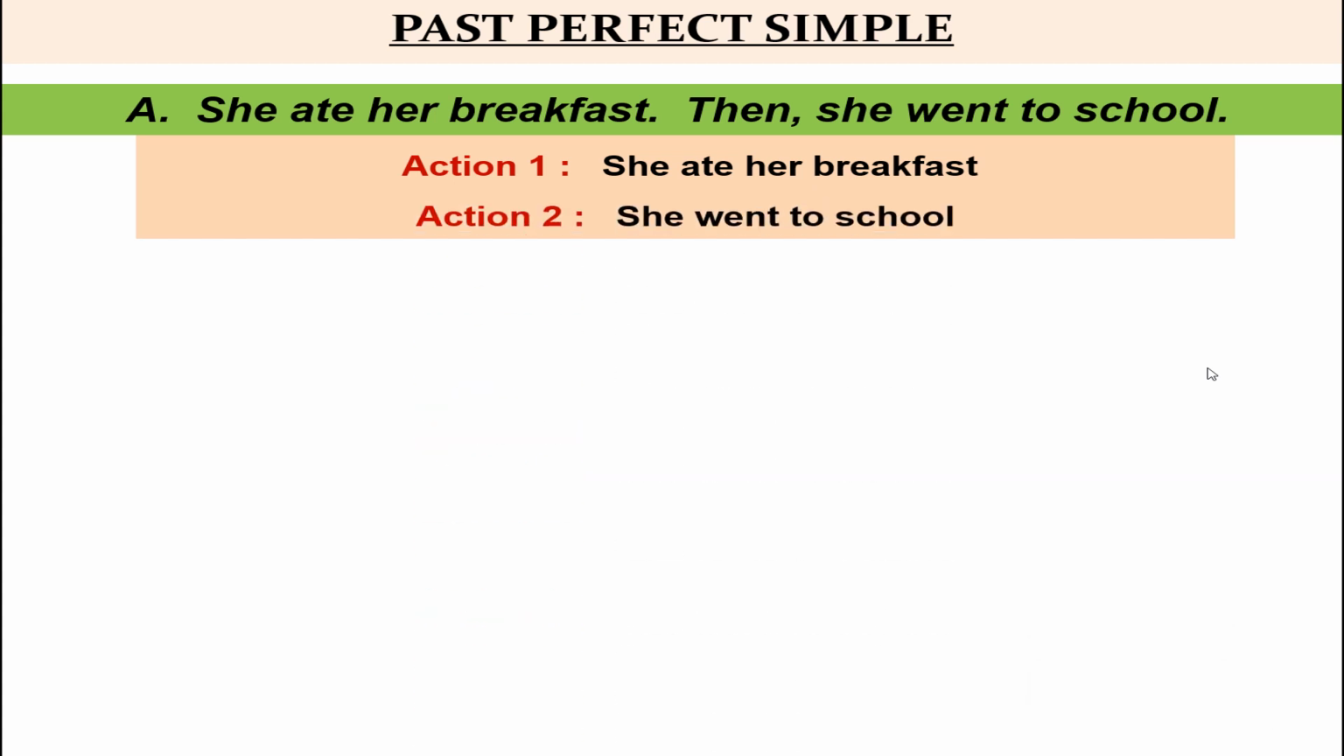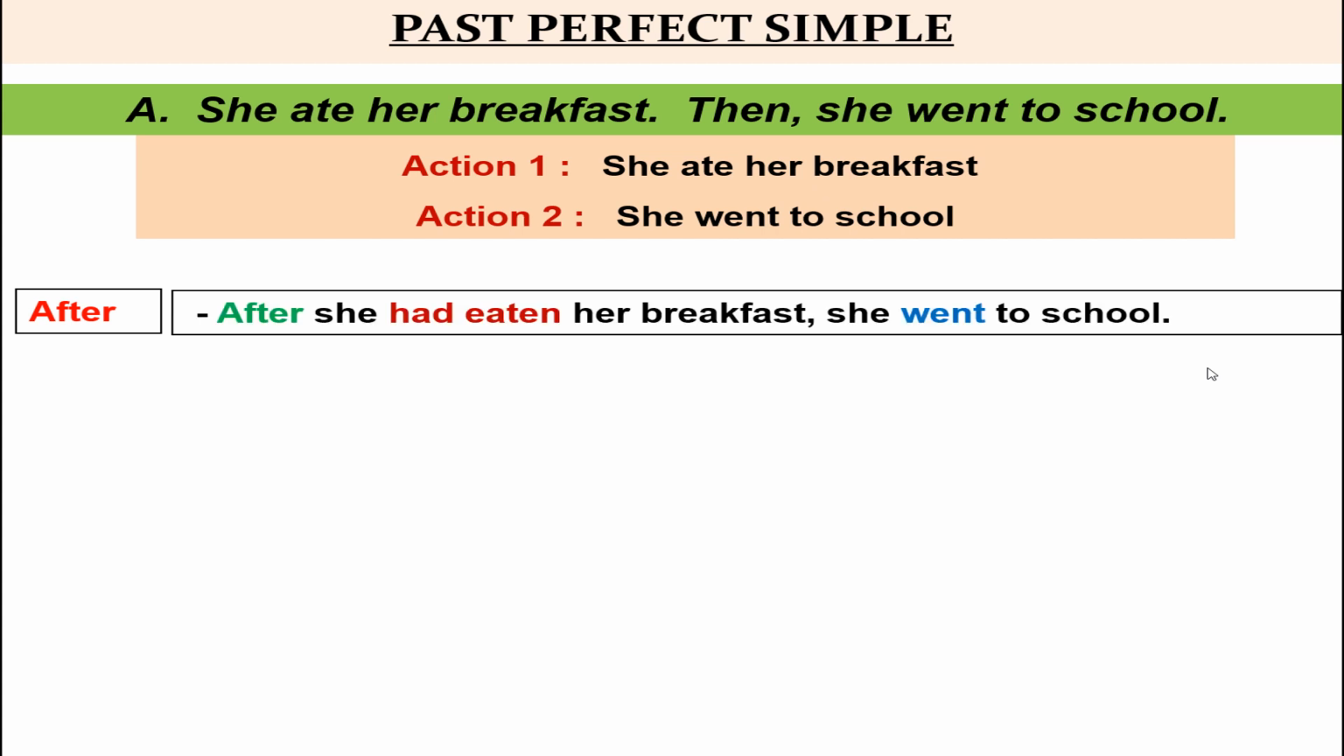Now, I want you to start with after. Do you remember the rule for after? Let's try. So we said that after should be followed by past perfect, which means the first action. We can say after she had eaten her breakfast, she went to school.